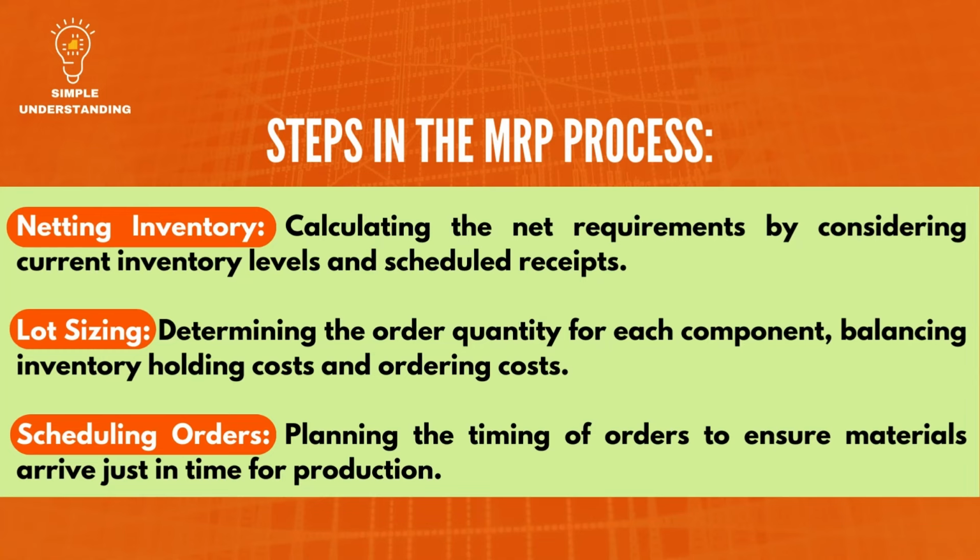A. Netting inventory. Calculating the net requirements by considering current inventory levels and scheduled receipts. B. Lot sizing. Determining the order quantity for each component, balancing inventory holding costs and ordering costs. C. Scheduling orders. Planning the timing of orders to ensure materials arrive just in time for production.